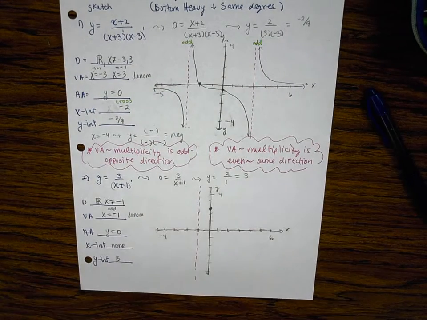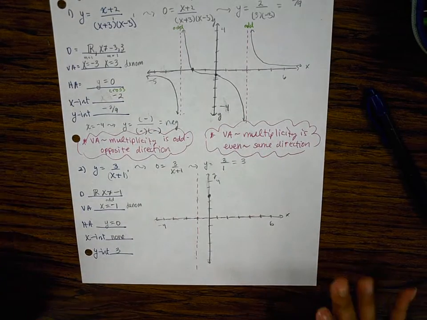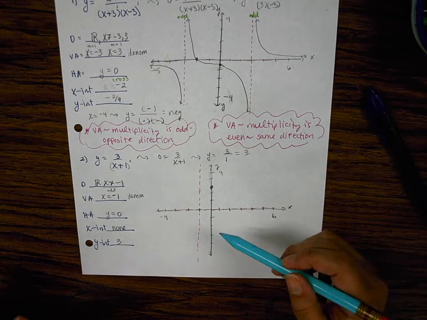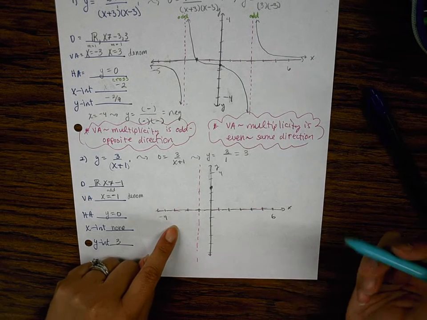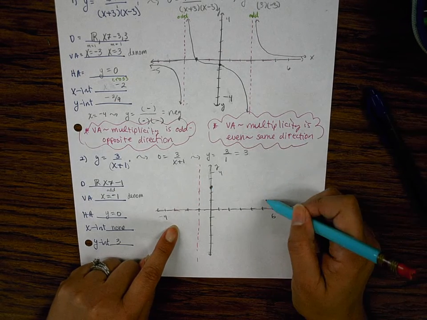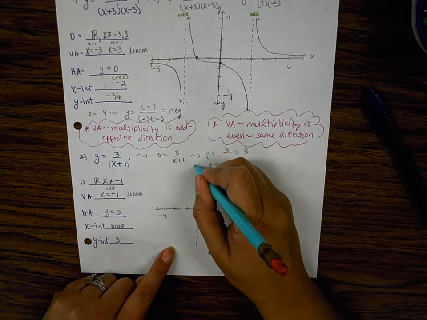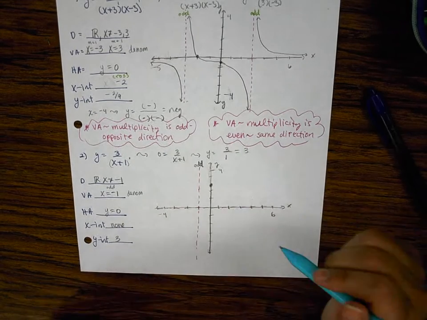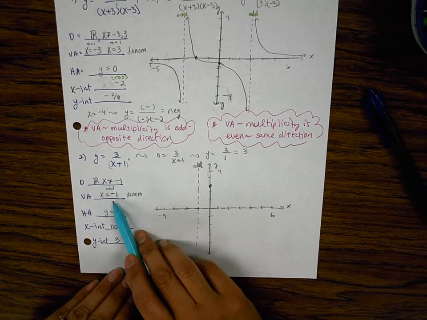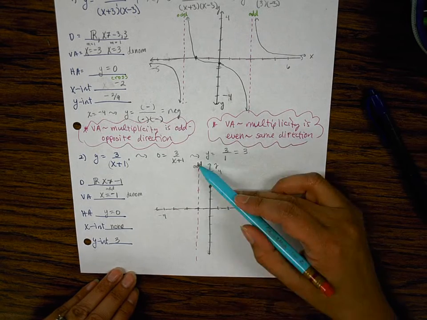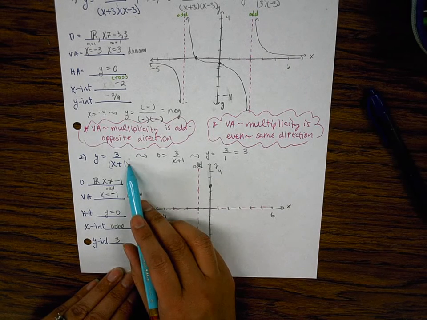Okay, so some kids will figure out like, oh, I can tell I'm going to be starting down here because I know I'm going to be up here at the end because odd is opposite direction. That made no sense. I'll explain in a little bit. Odd because my vertical asymptote, this -1 came from x plus 1. The degree is 1, which is odd.